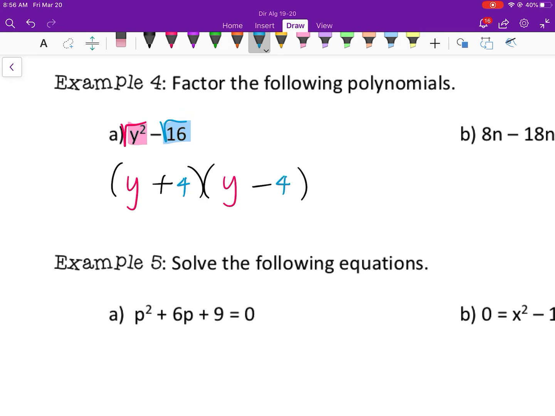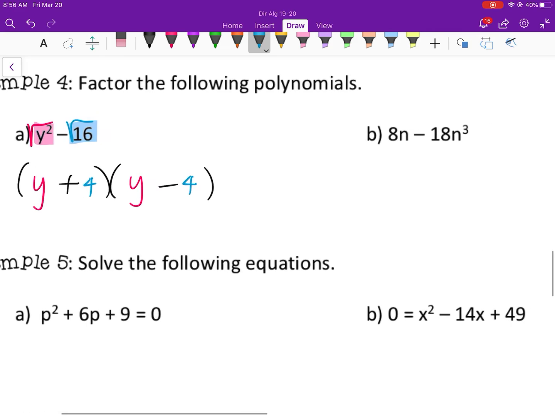So we have y plus 4 and y minus 4, and that is our final answer. That's all we have to do.